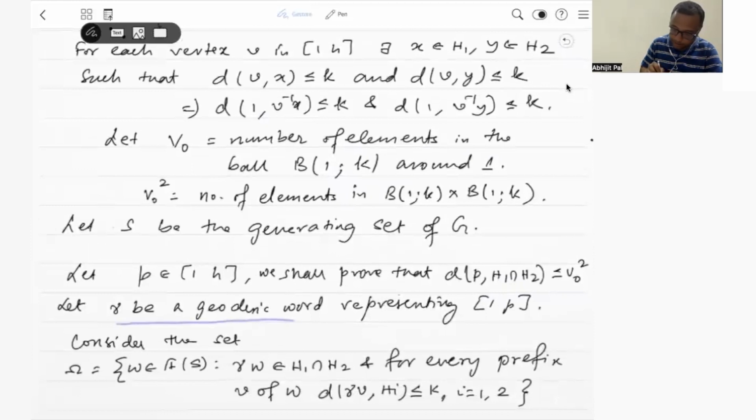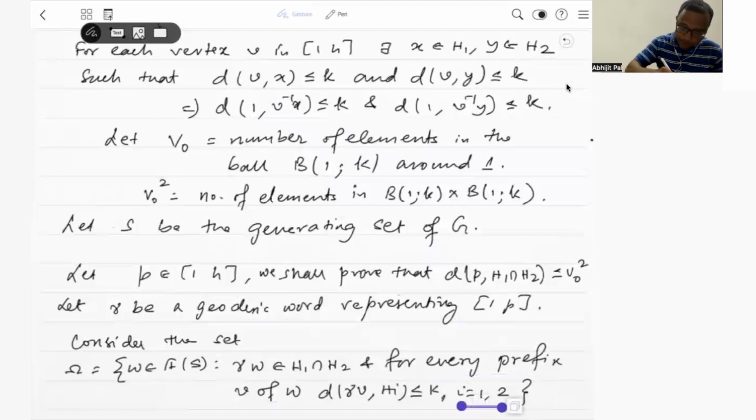Let gamma be a geodesic word representing the geodesic from 1 to P. Now let us consider this set, which we define as omega. This is the collection of all words W belonging to the free group generated by S, such that gamma concatenated with W belongs to H1 intersection H2, and for every prefix u of W, the distance between gamma u and Hi is less than or equal to K, where i is equal to 1 and 2.